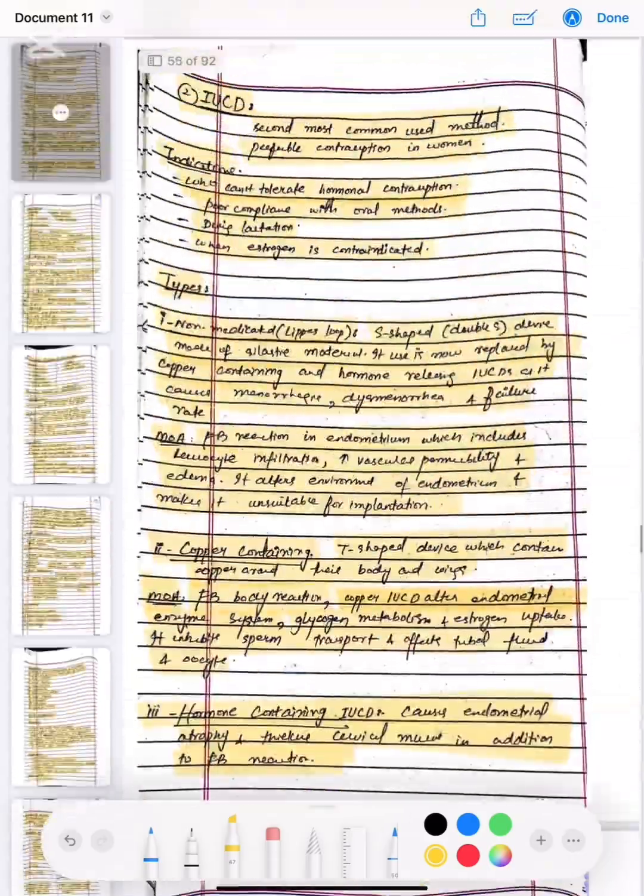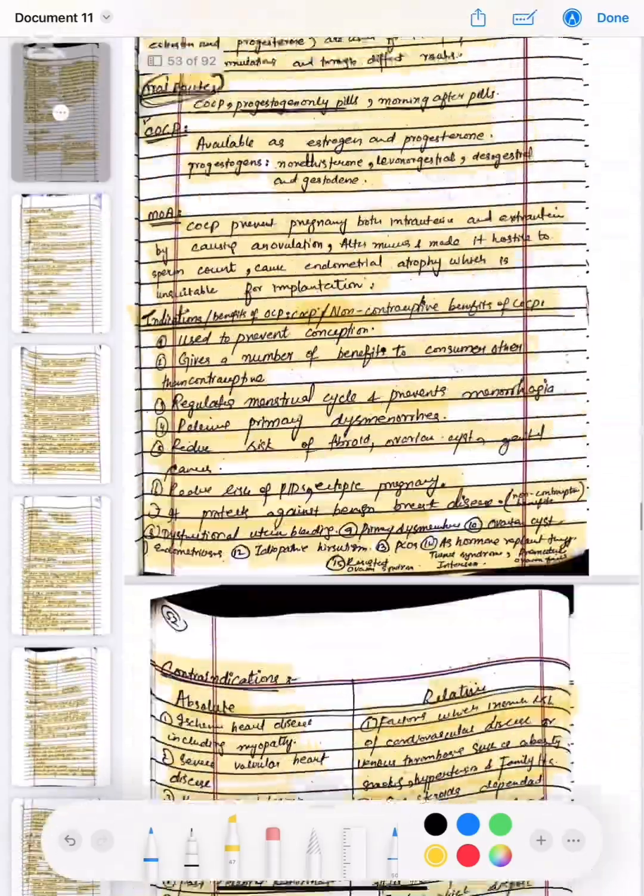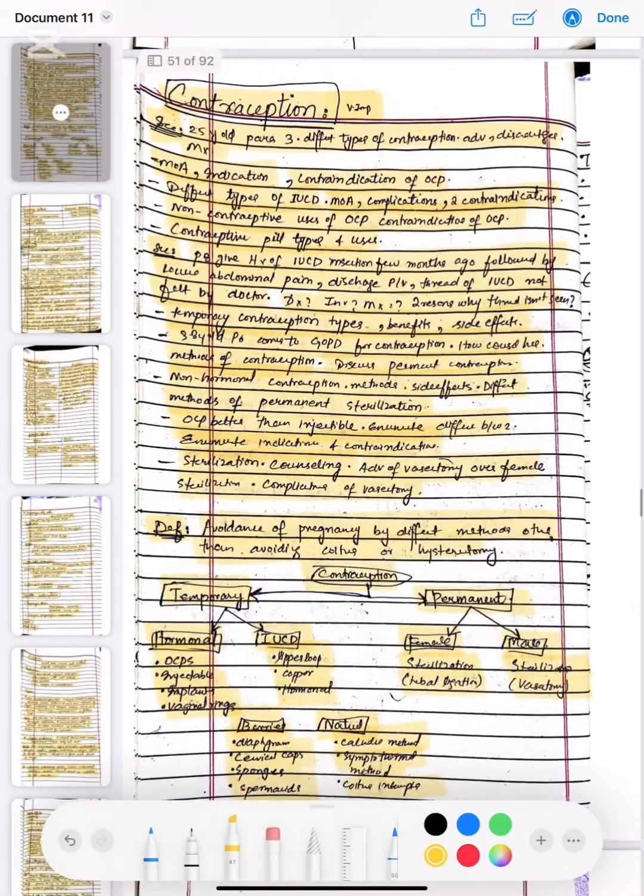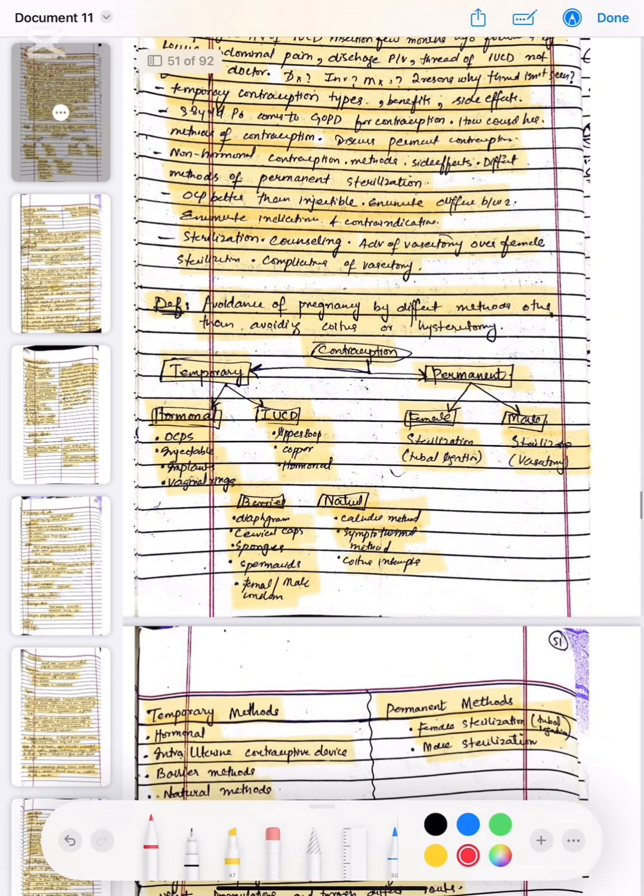So we have discussed the topic of contraception, and we have discussed all the methods of contraception along with the scenario. First of all, we discussed the important questions that are asked in the exam. These are the mechanism of action, the indications, the contraindications, the different types of IUCDs, the OCPs, and the contraceptive pills. We discussed the definition: it is the avoidance of pregnancy by methods other than avoiding coitus or hysterectomy.